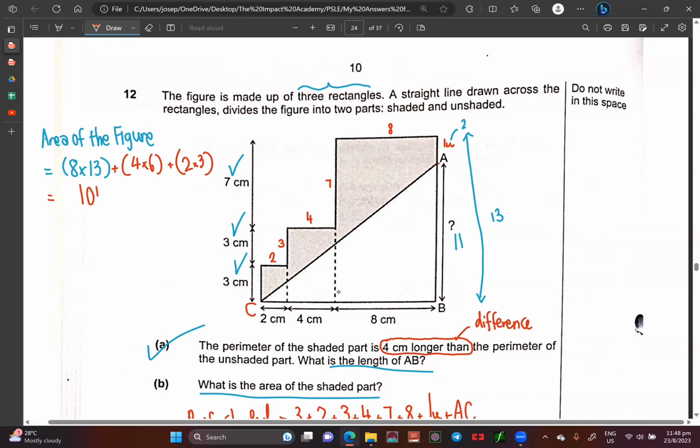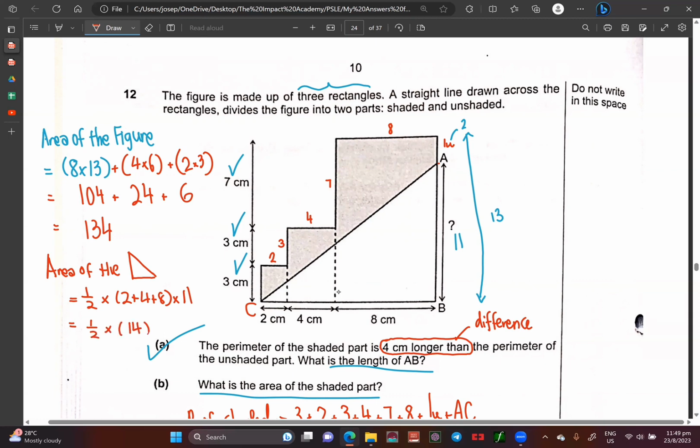When I do this, I get 104 over here, plus 24 over here, plus 6 over here. So when I do that, I will get an answer of 134. So this is the area of the whole figure. Now, the next thing you want to do is, of course, to find the area of the triangle, the right angle triangle. The right angle triangle will be half times the base, which is 2 plus 4 plus 8, times the height, which is actually 11. So we do half times 14 times 11, and I'll get 77.